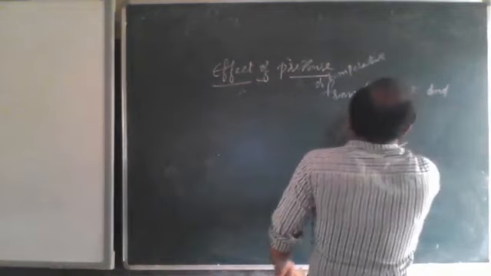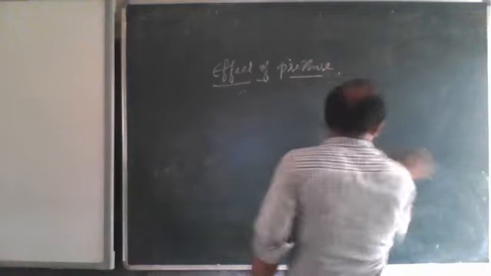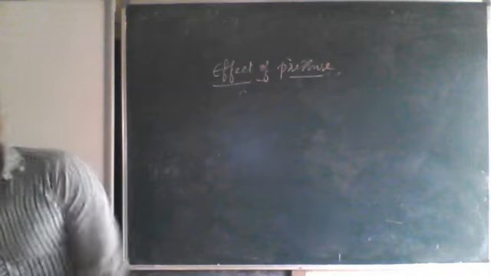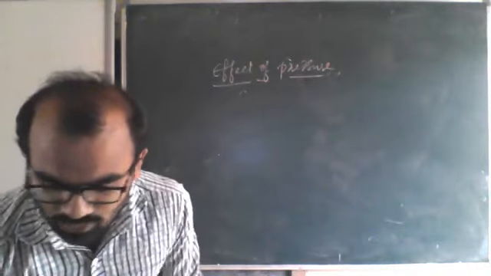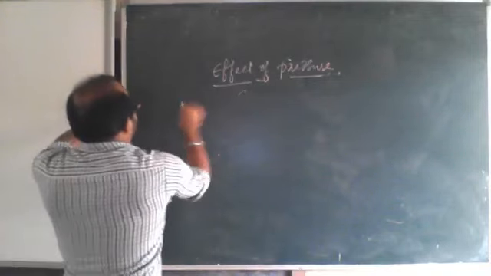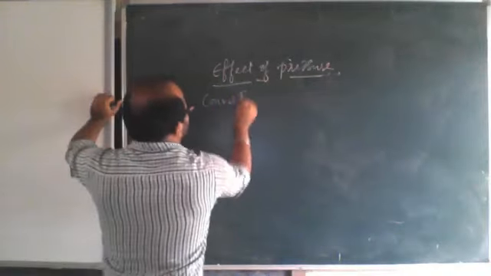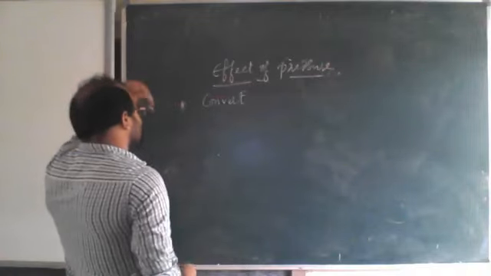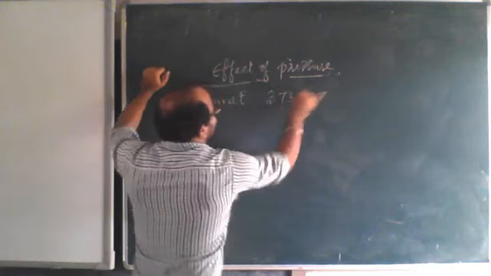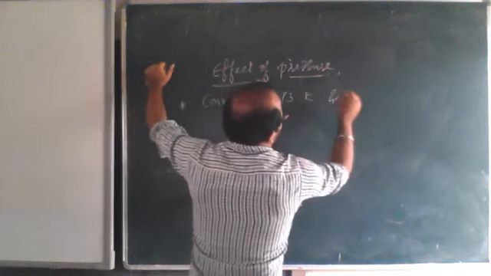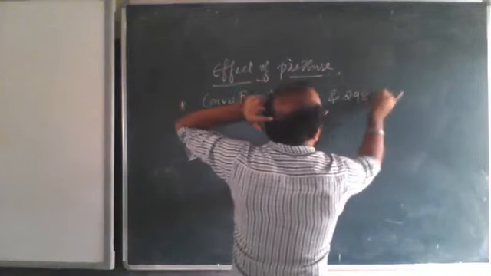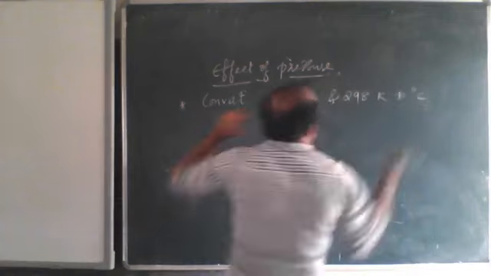Okay. So now we'll see another two problems. We have seen converting from degree Celsius to Kelvin. Now Kelvin to degree Celsius. If I write, convert 373 Kelvin and 298 Kelvin to degree Celsius.